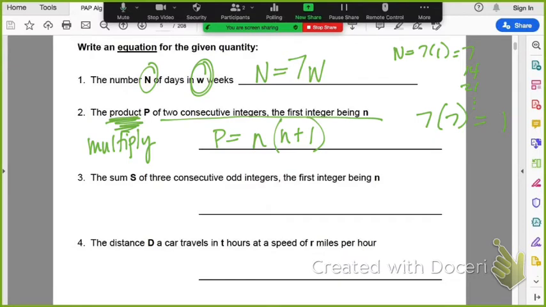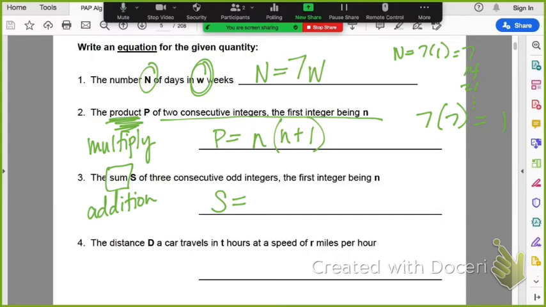Okay, number 3, it's the sum s. Since that's the first variable that's written, what does that indicate about the equation? It's addition. And then what goes on the left side of the equal sign? S. S equals. And then you said sum means addition.